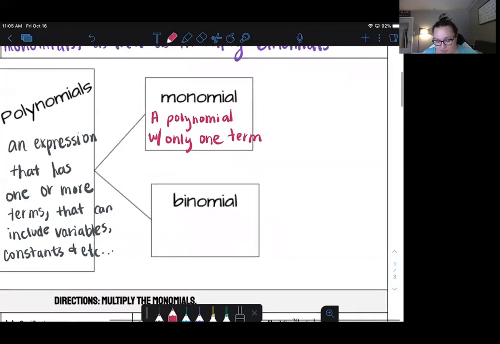So for example, a monomial could look like 2x, or 3x to the 4th, or negative 1/2 x squared, or 4/7 x, or maybe just the number 7, maybe the number 0, maybe just the number 1. All of those are examples of monomials. There's a single term, a polynomial with only one term.